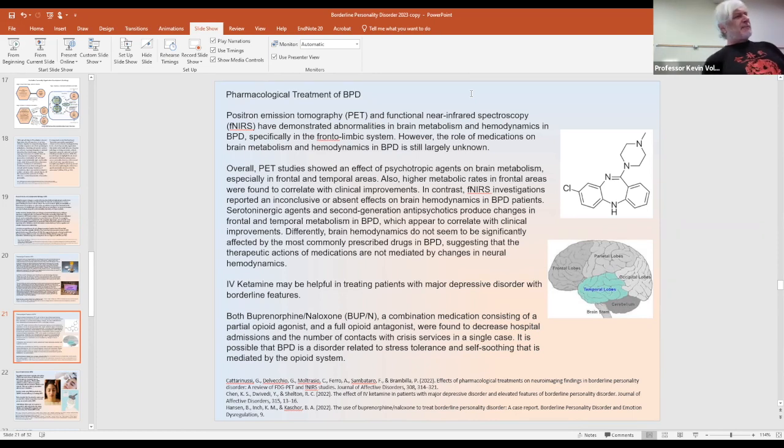Buprenorphine, I can't say this, buprenorphine and naloxone as a combination medication consisting of a partial opioid agonist, the buprenorphine, and the naloxone, which is a full opioid agonist. Naloxone, by the way, just got made over the counter. And now you can see it in nightclubs and places where people are going to have opioid overdoses.